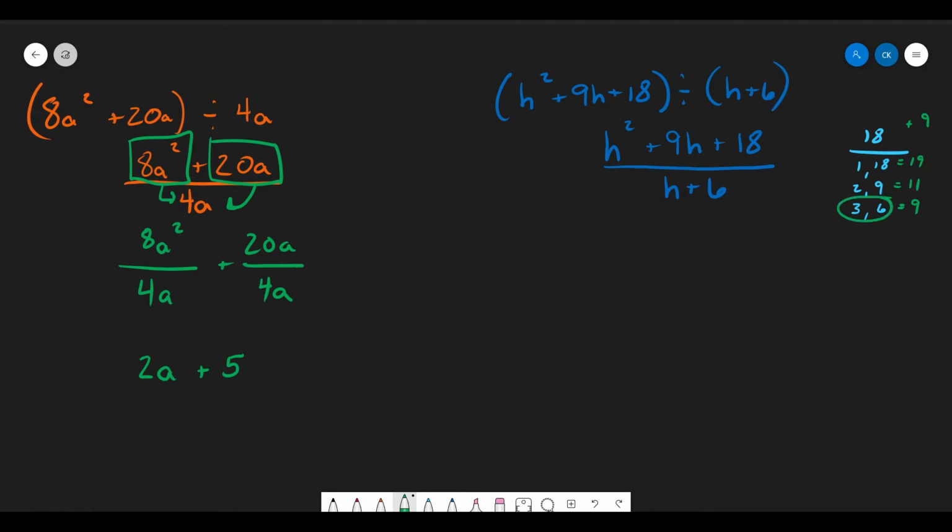So the top one will factor to be h plus 3, h plus 6 over h plus 6. And now we see, oh look, there's an h plus 6 on top here. There's an h plus 6 on bottom here. I get to cancel those out, and I'm left with just h plus 3 is my answer. All right, so this is the first way.